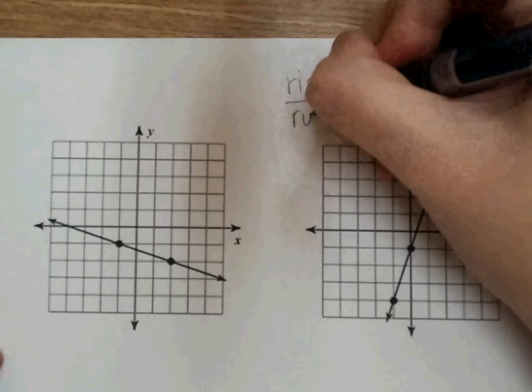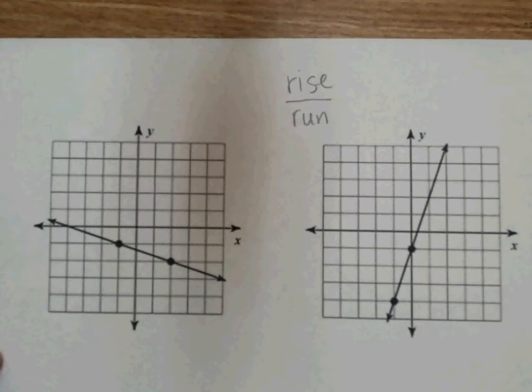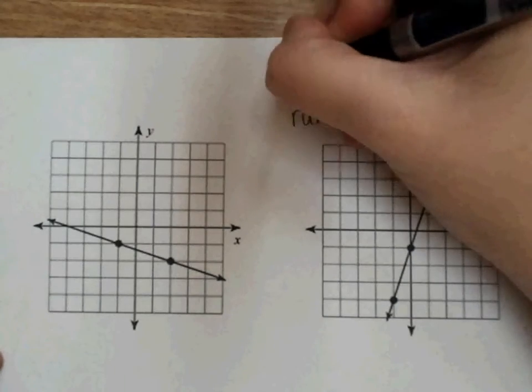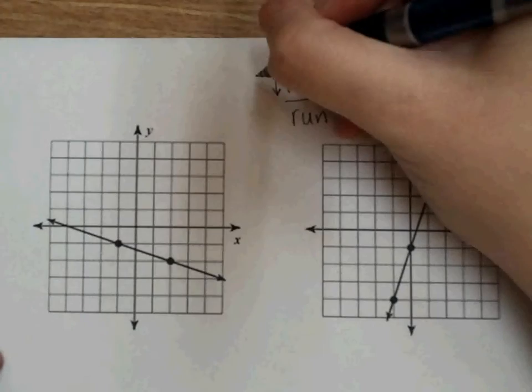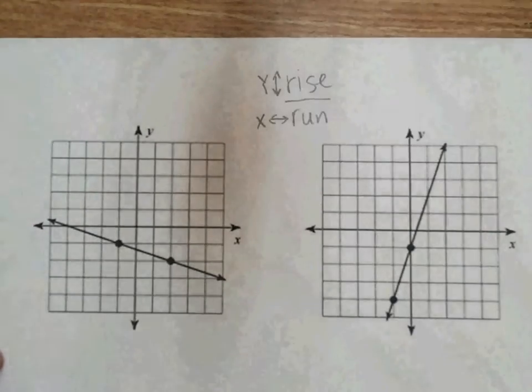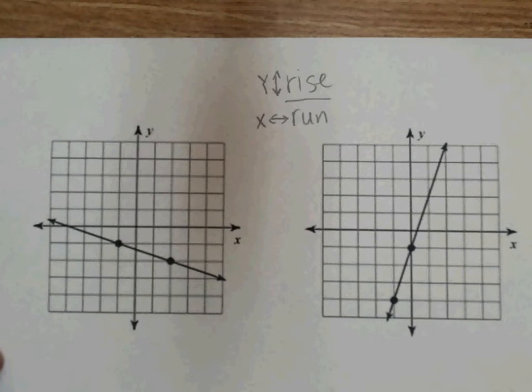over the run. Now, this can be kind of a confusing concept because you think when you rise, you're only going to go up. But what that means is rise is going to be up or down. So rise is going to be moving along the y, and run is going to be side to side along the x. So first we're going to figure out how much we went up or down, then we're going to figure out how much we went side to side. Now there's a lot of different ways that you can do this, but you have to remember that direction matters.